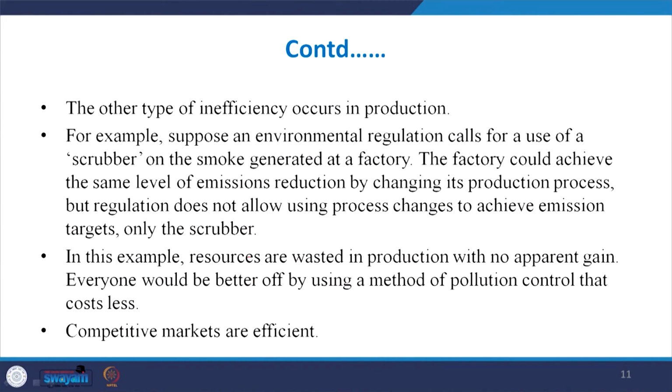The other type of inefficiency occurs in production. For example, in case of environmental economics, suppose an environmental regulation calls for the use of a scrubber on the smoke generated at a factory. The factory could achieve the same level of emission reduction by changing its production process, but the regulator does not allow using the process change to achieve the emission target, only the scrubber. So, this is how we observe it in case of environmental regulation.